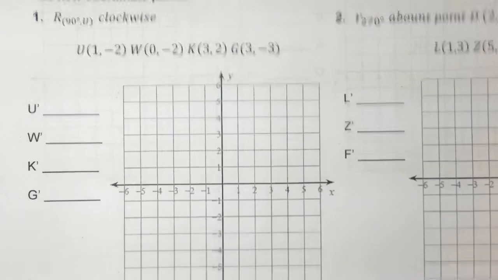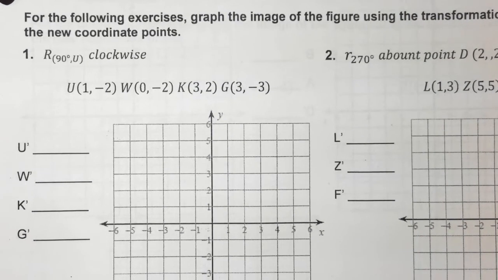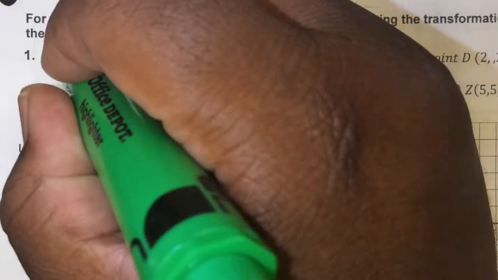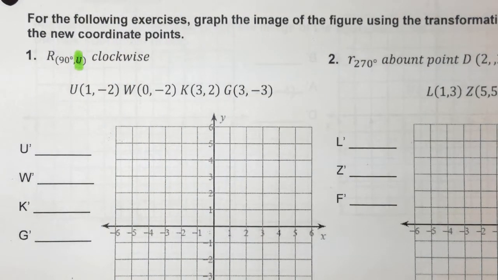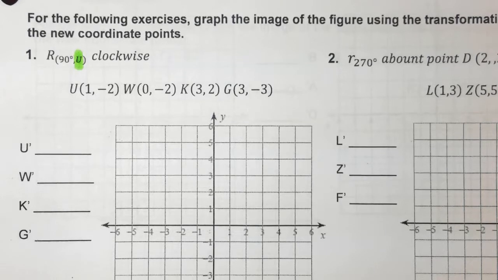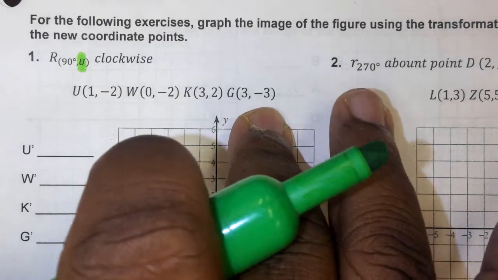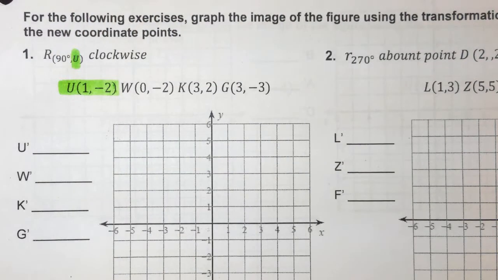Alright. So on this first one, number 1, it says rotate 90 degrees around point U clockwise. Point U is where they're telling you to rotate from. That is your center of rotation. If you look though on this one, point U is one of our points on our actual image. That won't always be the case, but in this case it is.